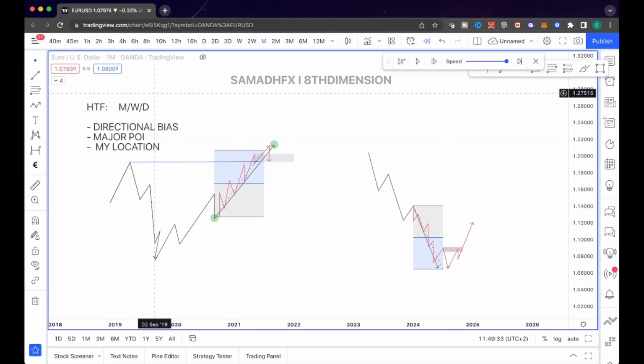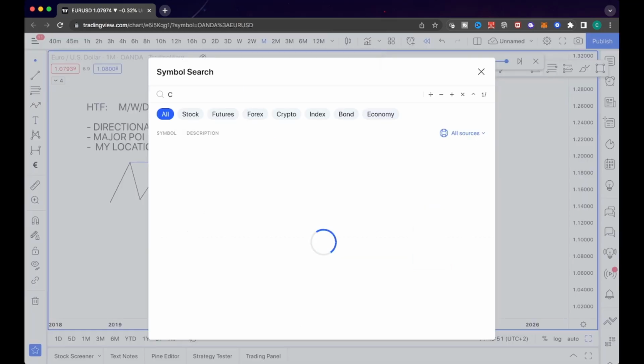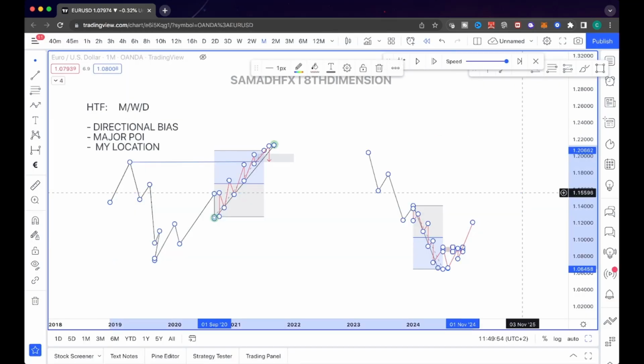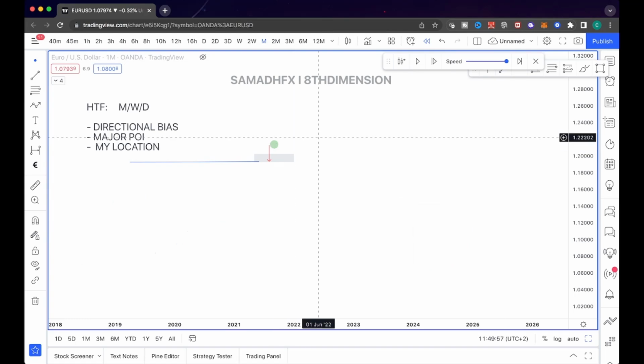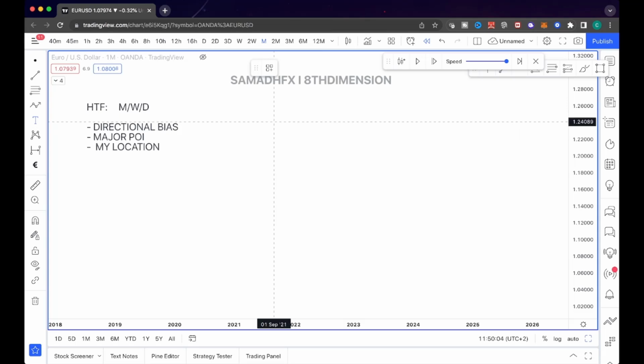So the main trend that I should follow is the higher time frame, minimum weekly. So I use most of the time weekly to identify my directional bias. I will show you during the example. Then I will be looking for major POI. My major POI are, and I will teach you how to spot and how to filter this POI, the next lessons are inefficiency and supply demand.